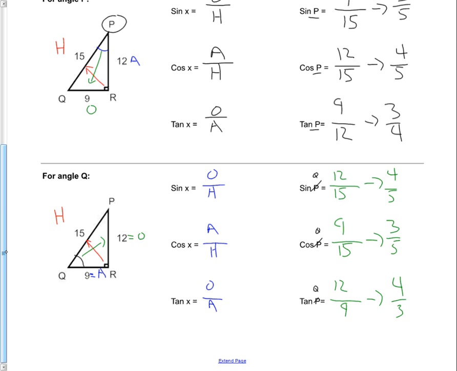So as we've gone through, we can identify what our primary trig ratios are using SOHCAHTOA, and we can figure out what the value of that ratio actually is.